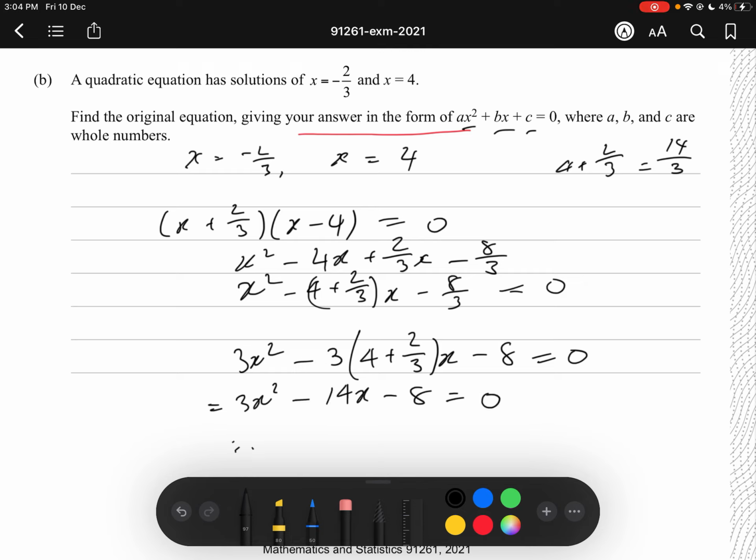So therefore we have a equals 3, b equals negative 14, and c equals negative 8. And that should be our final answer for this question.